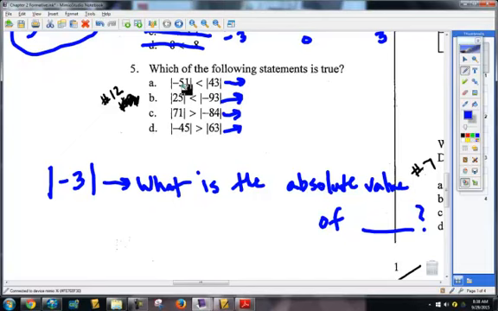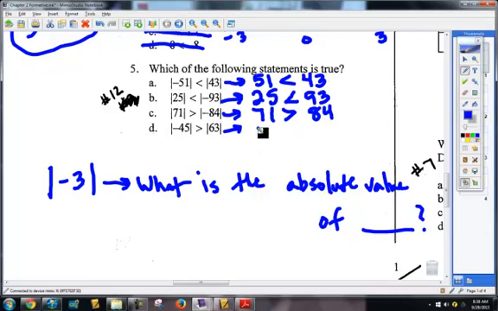So here, what is the absolute value of negative 51? 51, and that says less than. And then the absolute value of 43? Then we do here, what is the absolute value of 25? 25, less than 93. What is the absolute value of 71? 71. What is the absolute value of negative 84? 84. What is the absolute value of negative 45? Greater than 63.